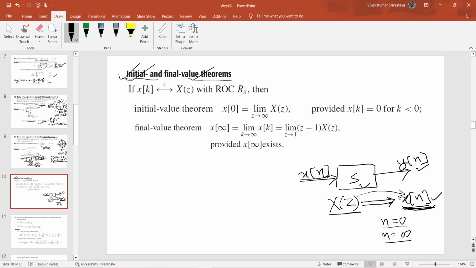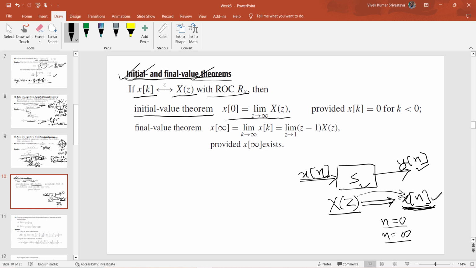Okay, so we will use the initial and final value theorem so as to determine the transient as well as steady state response. Suppose x of k is given to us having a z transform X of z with a ROC of R x. Then for determining the initial value, that is x of 0, we will put limit z tends to infinity X of z. By using this we can determine the initial values.